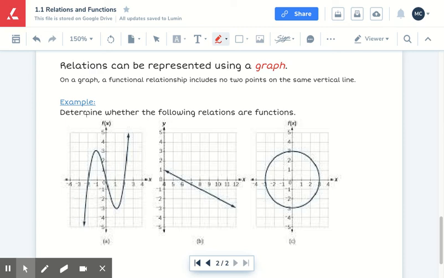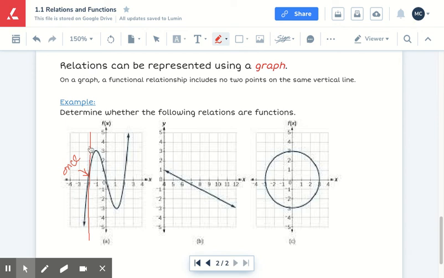Okay, so to test this one to see if it's a function, I'm going to draw in a vertical line somewhere on the graph here. And I'm going to see how many times that vertical line intersects the graph. This one intersects only once. Now I actually have to test that for all possible places on this graph, so any vertical line that I could possibly put on here.